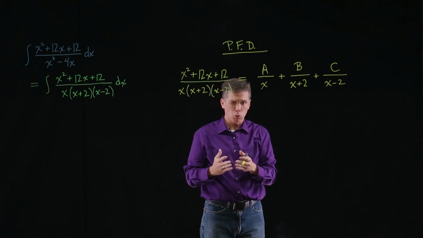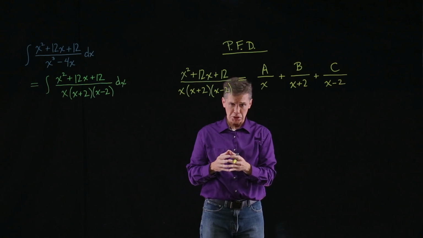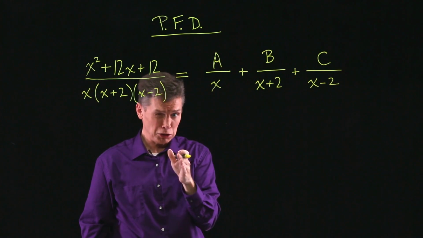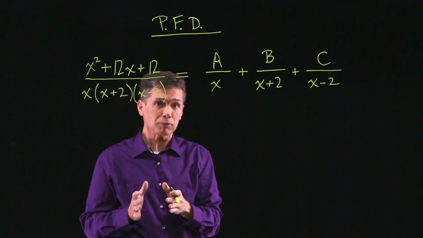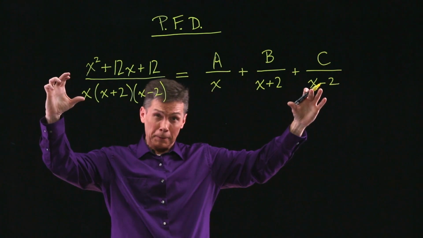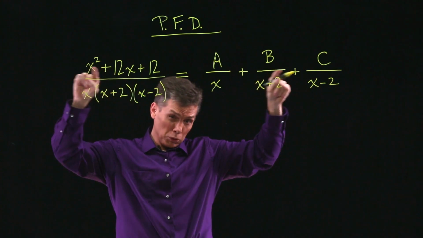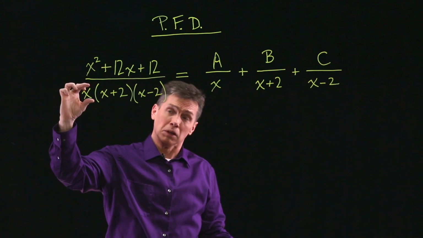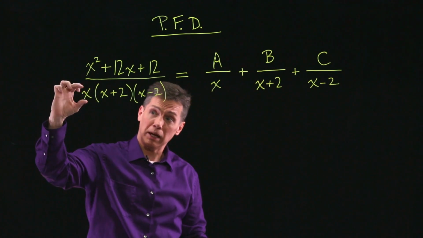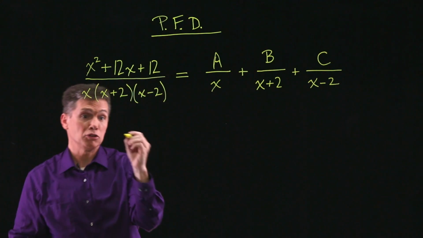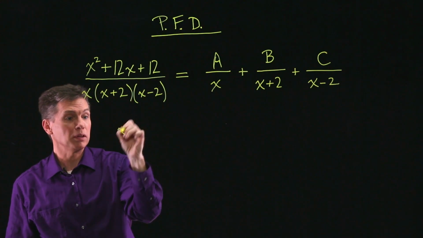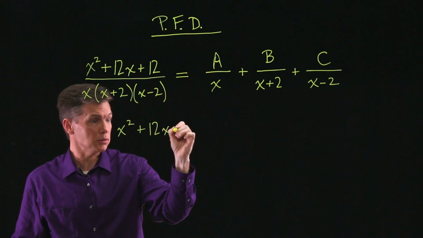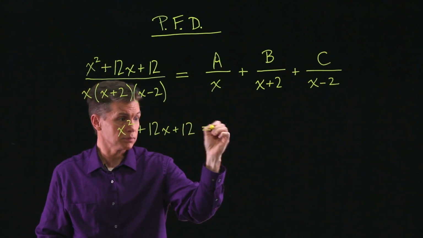Okay, and the work you do with partial fraction decomposition is really focused on finding the A and the B and the C, which I already alluded to is algebra. So take this entire equation and imagine multiplying both sides of the equation by this whole denominator. On the left-hand side, if I multiplied by that denominator, the denominator's gone. So all I'd be left with is the x squared plus 12x plus 12.